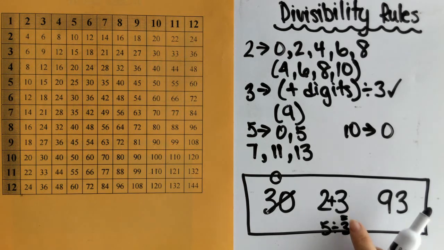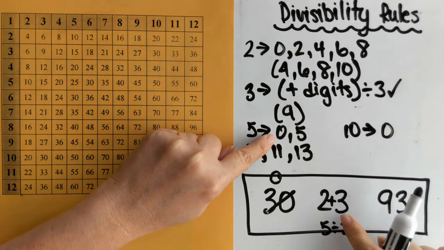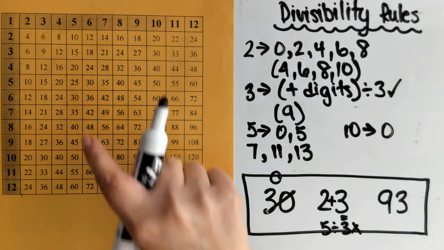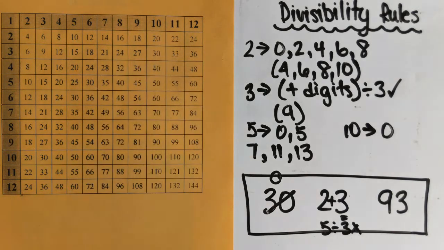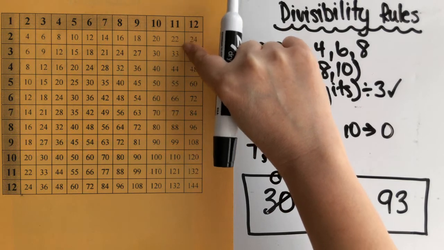Okay? Again, we look at the ending, and we don't see that it ends with a 0, so we know it's not divisible by 5 nor 10. Now, let's see if it's actually divisible by 7, and we have to actually divide. So let's see if 23 is in here. Nope, it's not. So it's not divisible by 7. Is it divisible by 11? 23 is not in here.